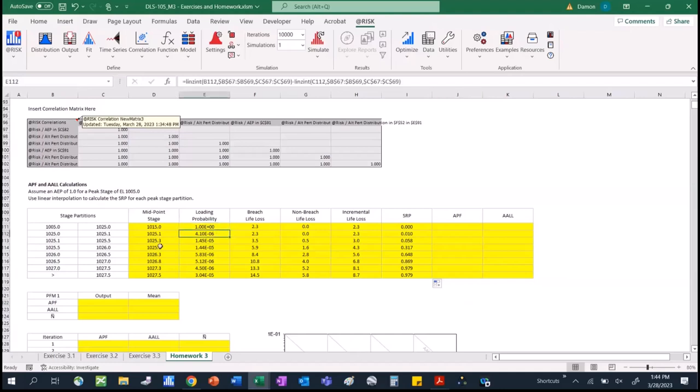So the loading probability is going to be based off the elevations that define the partition, those two values. And then the breach and non-breach life loss are going to be for a stage that's representative of that entire partition, which in our case is going to be the midpoint stage. Is that what you're asking? And then same deal for the system response. That one system response value is going to be representative of that entire range. So we pick something that's in the middle. Thank you. Is that what you were asking?